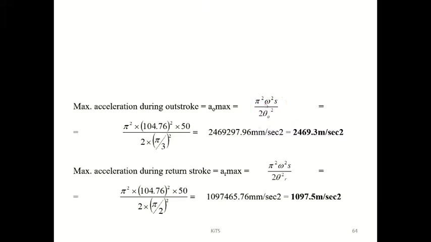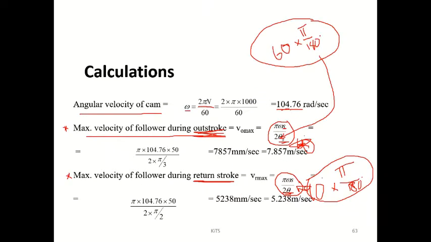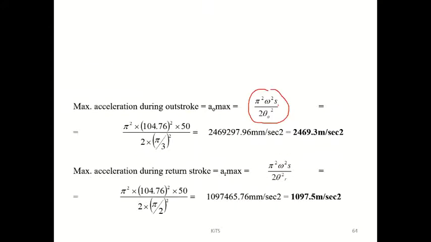Omega value we have calculated, 104. Okay, S value 50, that is 0.05 meter. So 2 into theta, theta value 60 into pi by 180. You have to put this value inside. Okay. Here 90 into pi by 180 square. Here also square. You have to square the value. That's all, we got the value. So SHM, I hope you have understood.